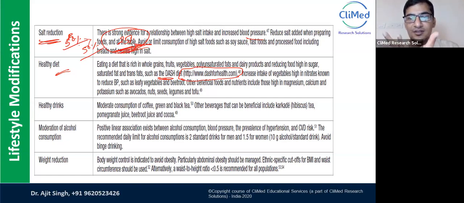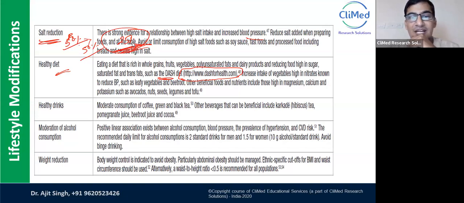No, that I know. Dietary approaches to control hypertension. What exactly does DASH stand for? Tell me. You can tell me the content also because it's written here. Eating a diet that is rich in whole grains, fruits, vegetables, polyunsaturated fats, dairy products. Yeah, Dietary Approaches to Stop Hypertension is the DASH diet.